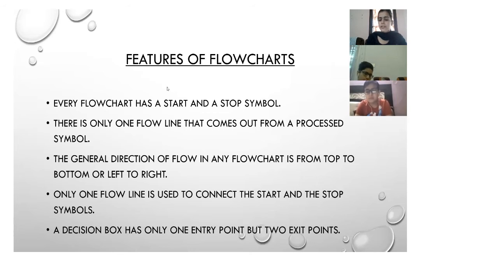A decision box has only one entry point but 2 exit points. In case of a decision box, we have only one entry point from where the condition is entered and we have 2 exit points. One exit point will tell you the true condition, and the other exit point will tell you the false condition. Means if your condition is true, which statement is to be executed? Otherwise, if your condition is false, which statement is to be executed? Clear, everyone? These are some features of your flowchart.